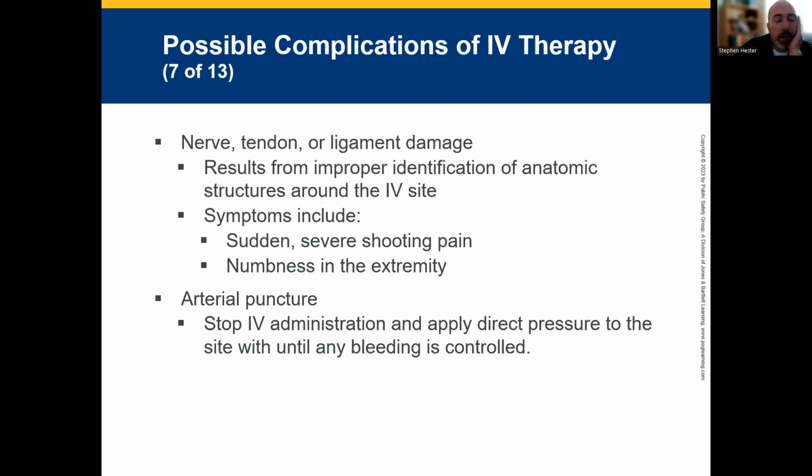You could have possibly hit a nerve, tendon, or ligament damage. This usually results from improper identification of anatomical structures around the IV site. So, sudden severe shooting pain and numbness in the extremity. You could possibly do an arterial puncture too.